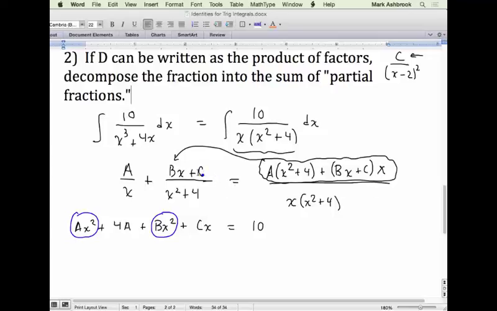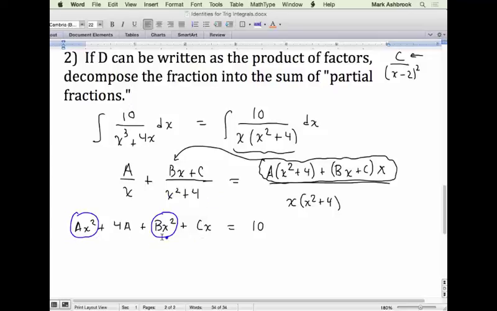Because what do I need top and bottom on this one to get the common denominator? What is my common denominator? It's x times x squared plus 4. So I'm going to multiply the top and bottom of this times x. Just like we've been doing the whole time. Just like over here, I multiplied top and bottom by x squared plus 4 to get the common denominator. So now I've got to multiply top and bottom by x to get the common denominator.